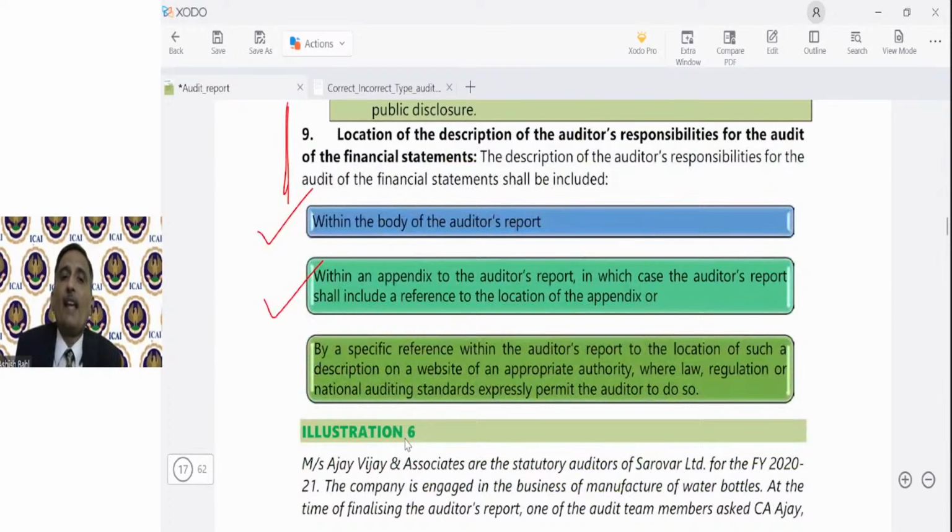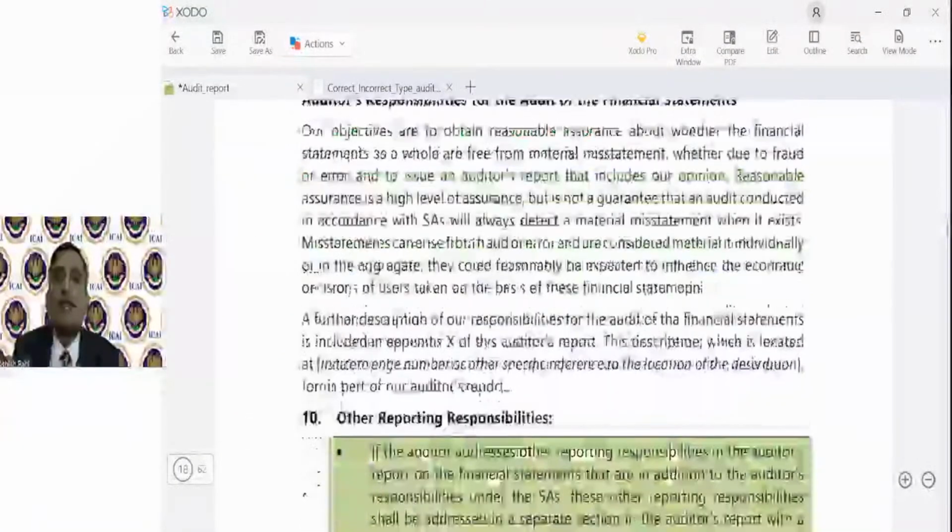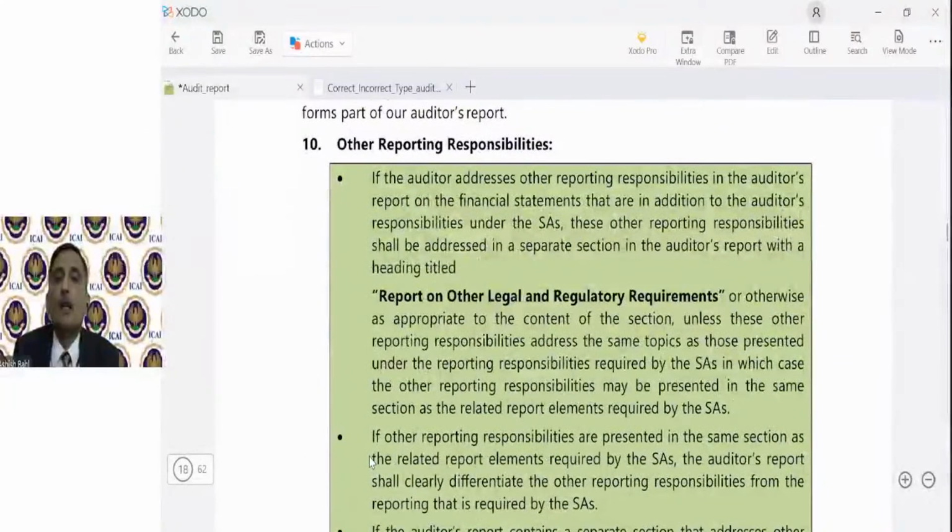Or by specific reference within the auditor's report to the location of such a description on the website of an appropriate authority where it is permitted by the law, or these can be placed at the website of an appropriate authority where it is permitted by the law. Next thing is other reporting responsibilities. Now besides this, there might be other responsibilities.